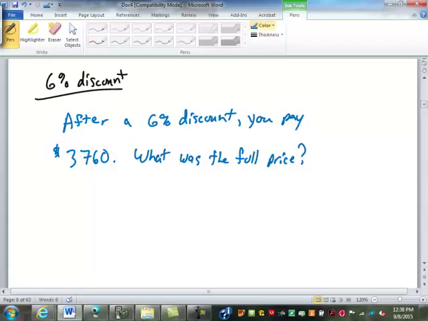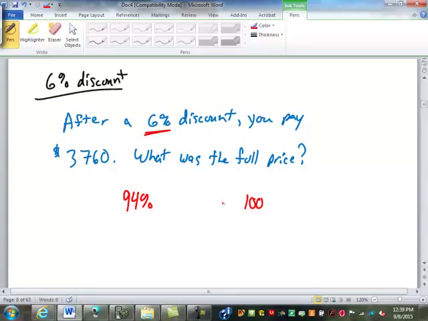Let's take a look at this one. So anybody want to throw out some answers out there that they got? 62,622. 62,000 might be a little high. That'd be a heck of a discount. How'd you come up with the 4,000? Divided it by 0.94. Where'd the 0.94 come from? Okay, exactly.